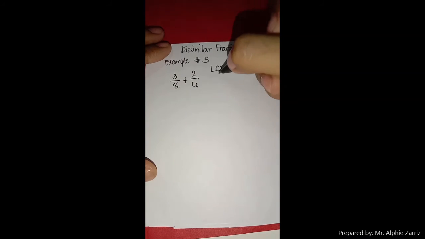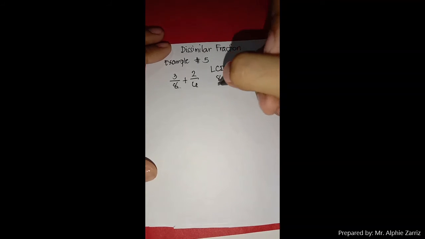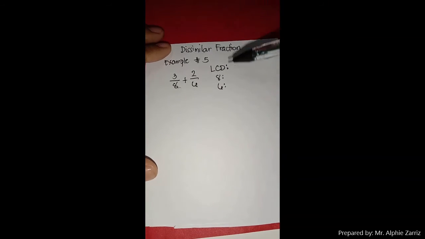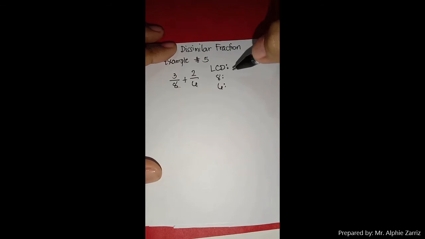So, papakita ko. So, meron tayong 8 and then meron tayong 6. So, using the listing method, mahahanap natin itong si LCD. So, we have here 8 and 6. The next number is 16. And we have here 12. Next is 24. And then we have here 18. Next is 32. And then we have here 24.